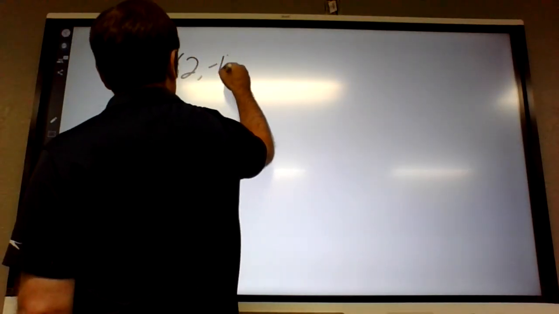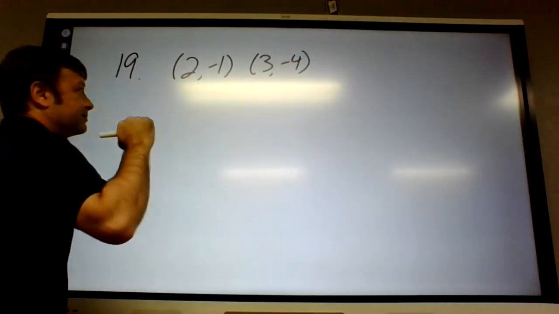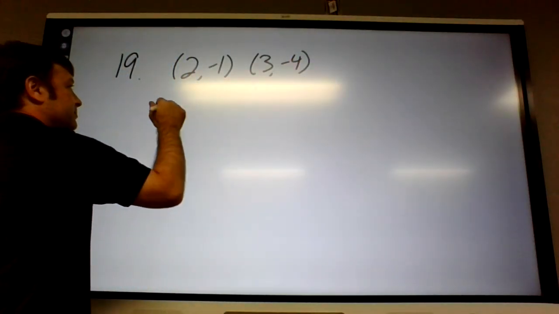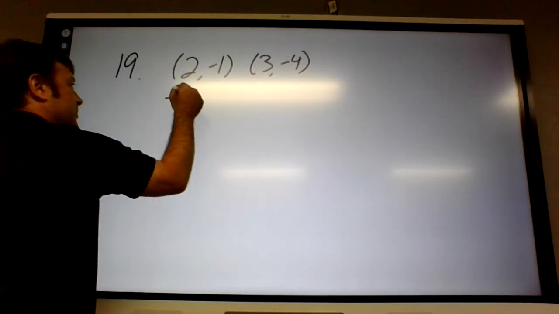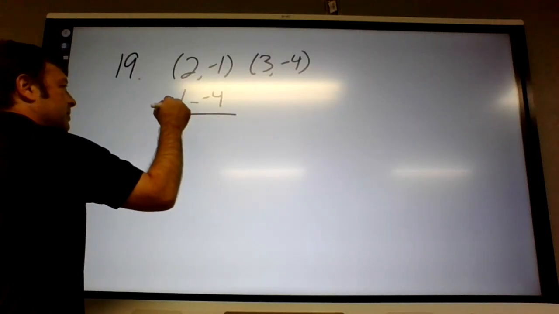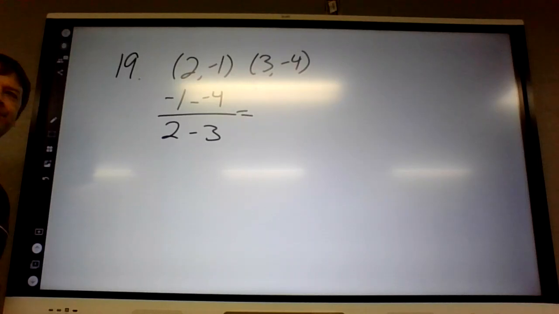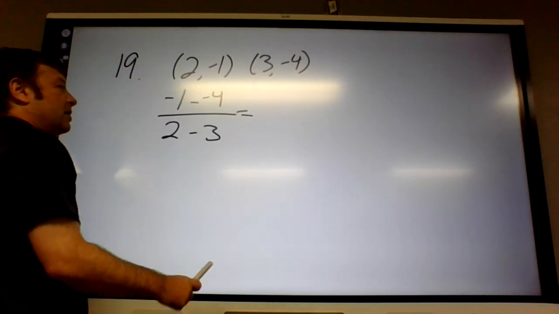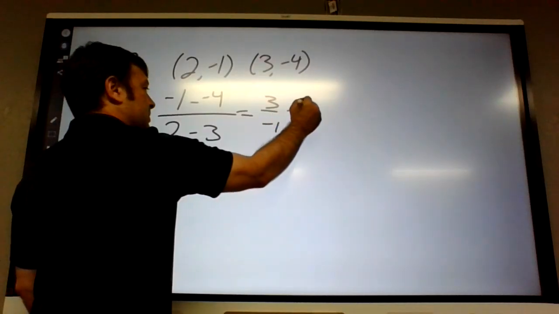What do we do on 19? 2, negative 1, 3, negative 4. The slope formula, which is y minus y over x minus x. So, it'd be negative 1 minus negative 4, and then it'd be 2 minus 3. And that comes out to be 3 over negative 1, which is negative 3.